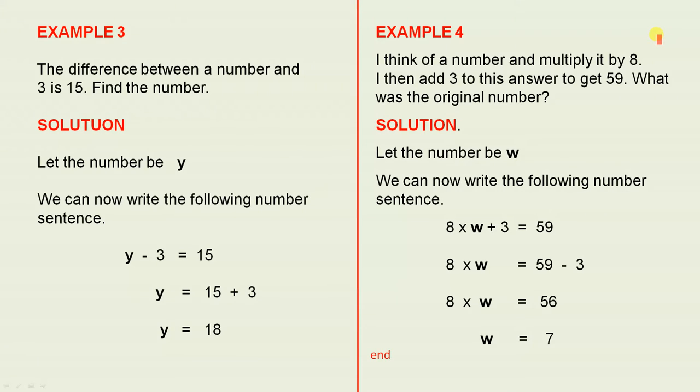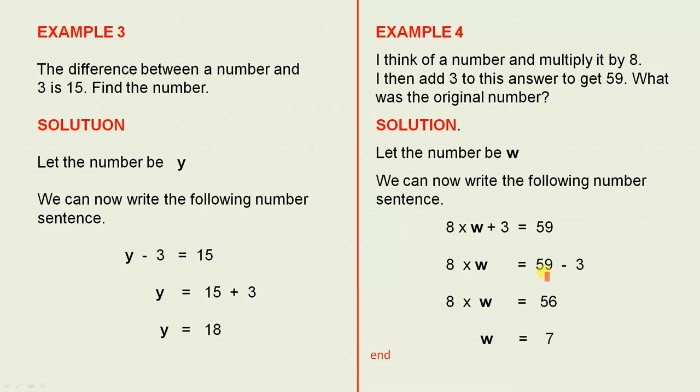Example 4. I think of a number and multiply it by 8. I then add 3 to this answer to get 59. What was the original number? Let the number be w. We can now write the following number sentence. 8 times w plus 3 equals 59.